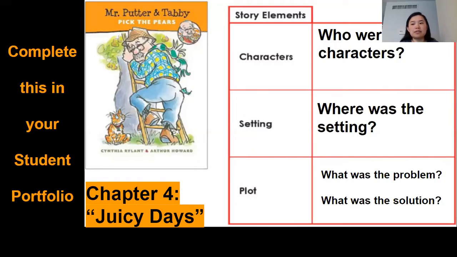Okay, I'm going to have it structured like this. I will read the chapter to you. However, this chart needs to be answered as you are reading the book with me. You have to identify character, setting, and plot. Who were the characters? Where was the setting? What was the problem? And what was the solution? This chart needs to be completed in your student portfolio.